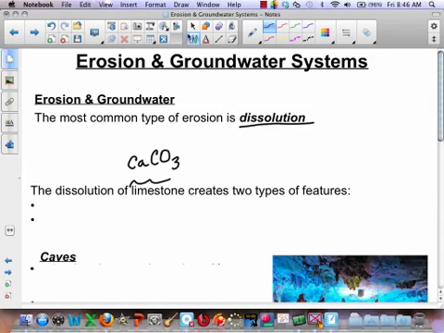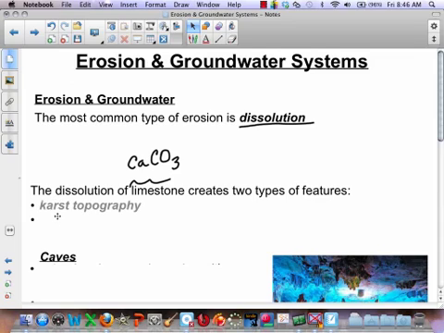And so when we think about this, mostly with limestone, it creates two types of features. One of these we've already talked about, the karst topography, right? We talked about that earlier today and what that means. Anywhere where you have a lot of limestone being dissolved away, you have openings under the ground, it's going to create karst topography. And part of that karst topography is caves. So if you live in a region that has a lot of caves, it's going to be a karst topography.